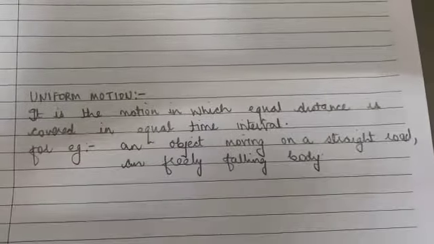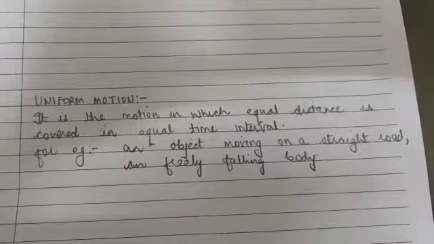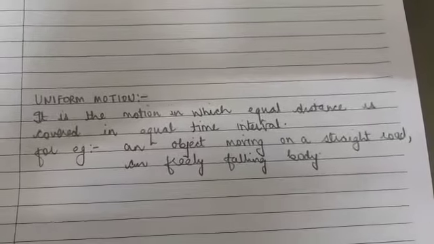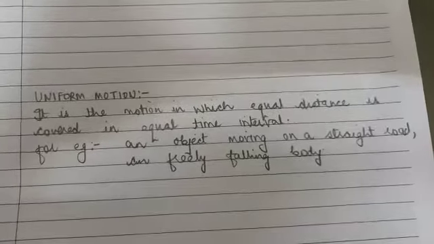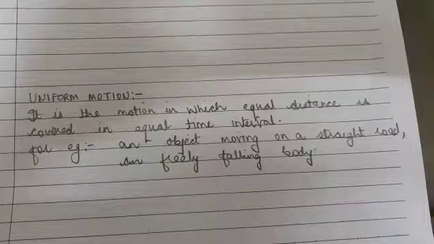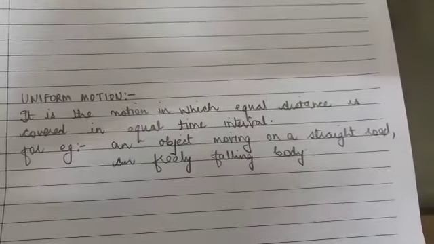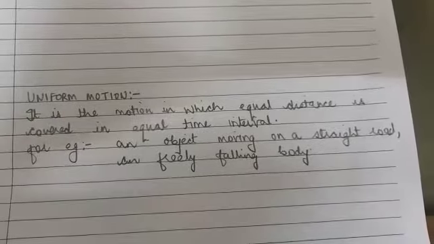Good morning, students. Today we are going to learn how to plot a graph for a uniform motion. But before that, we will see what is uniform motion. It is the motion in which equal distance is covered in equal time interval. For example, an object moving on a straight road or any freely falling body.